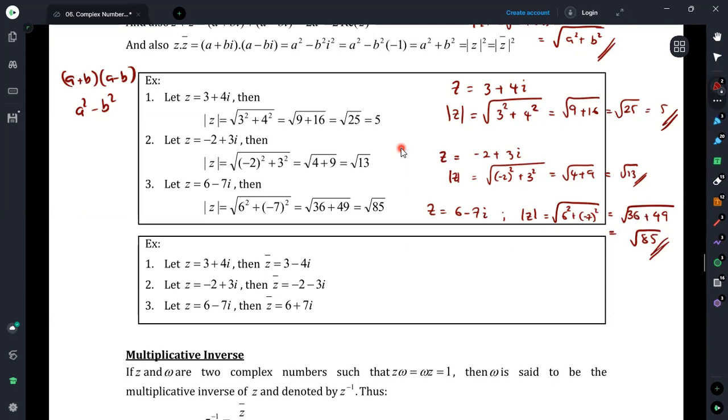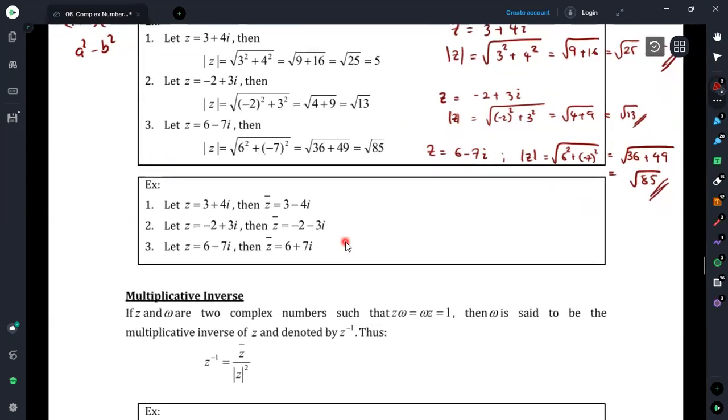And now if we look at the conjugate of this set of complex numbers, here we can see that z is given as 3 plus 4i, then its conjugate. Here z is equal to 3 plus 4i.